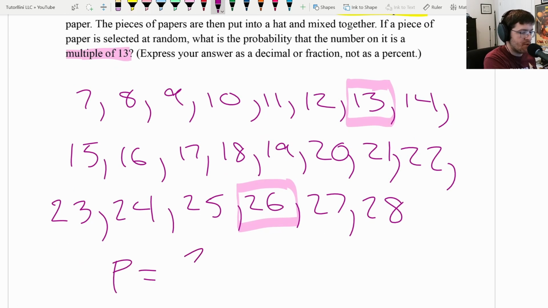So we circled two numbers. So that's 2 over a total of 22. And you can use a calculator or Desmos for this. That would reduce to 1/11th. And that is the answer.